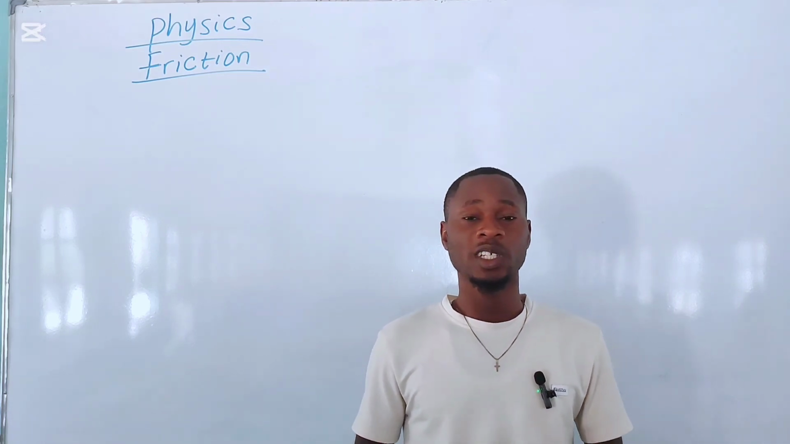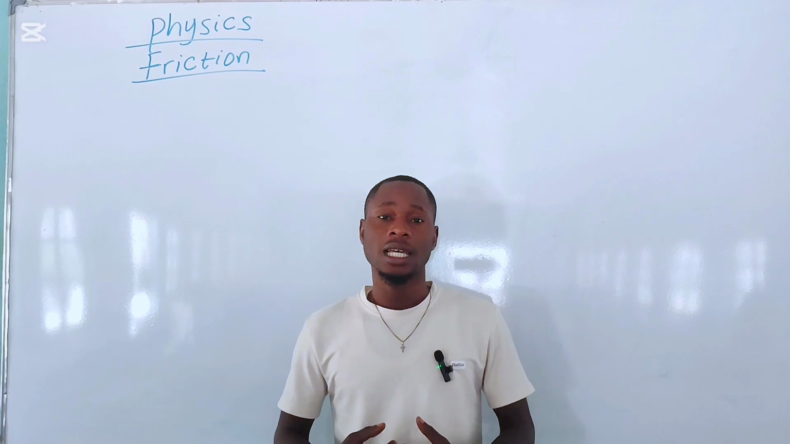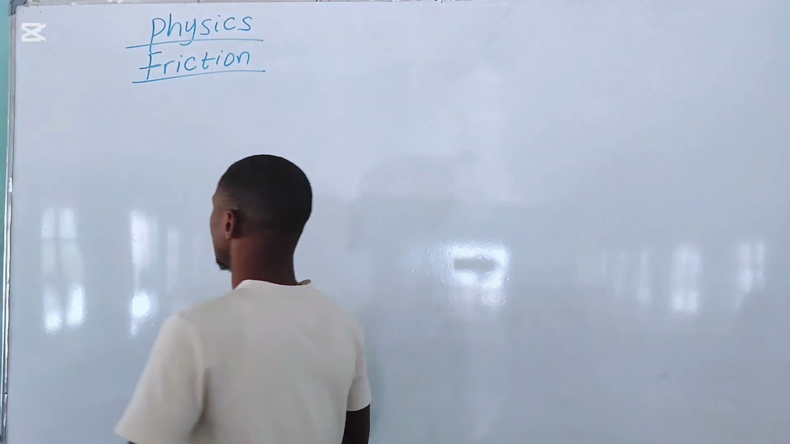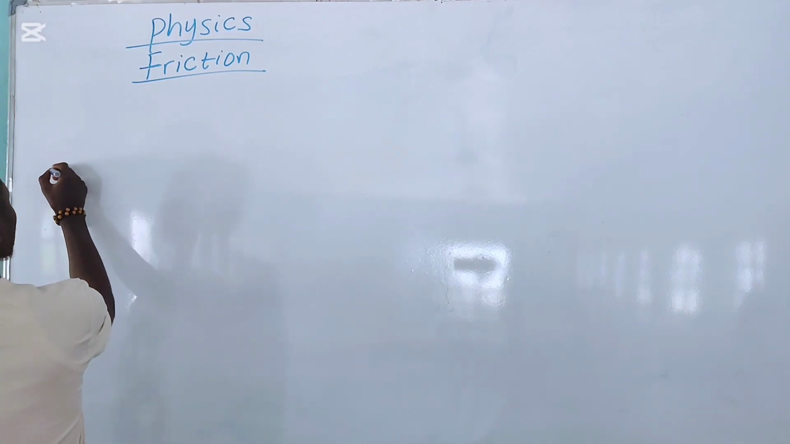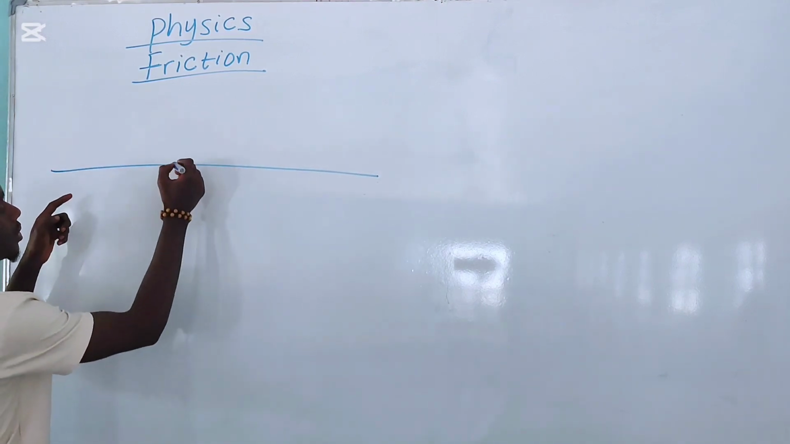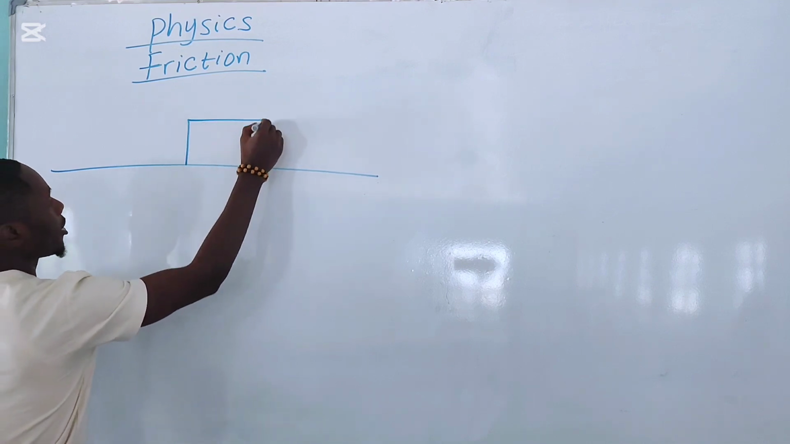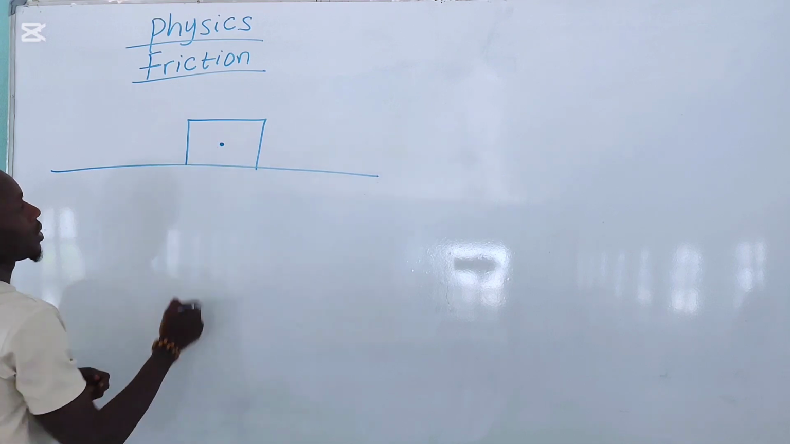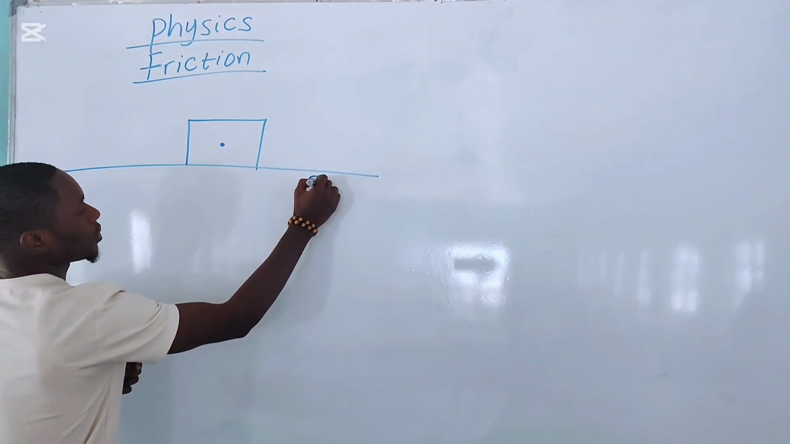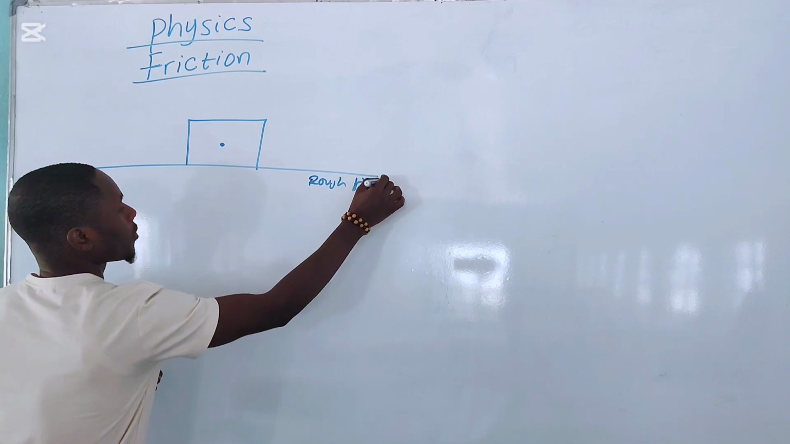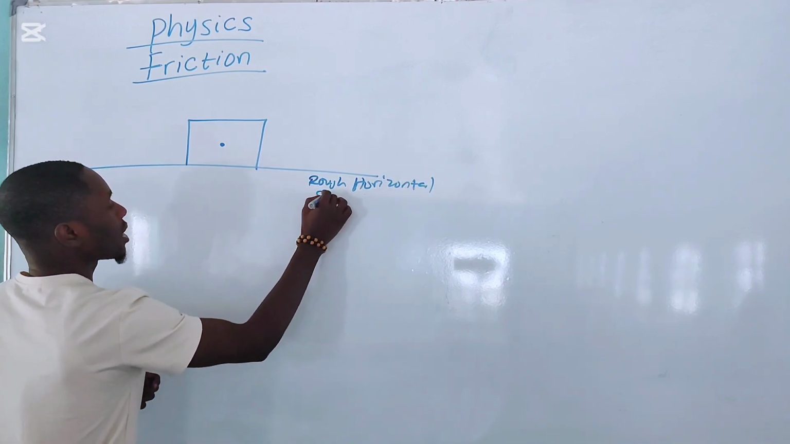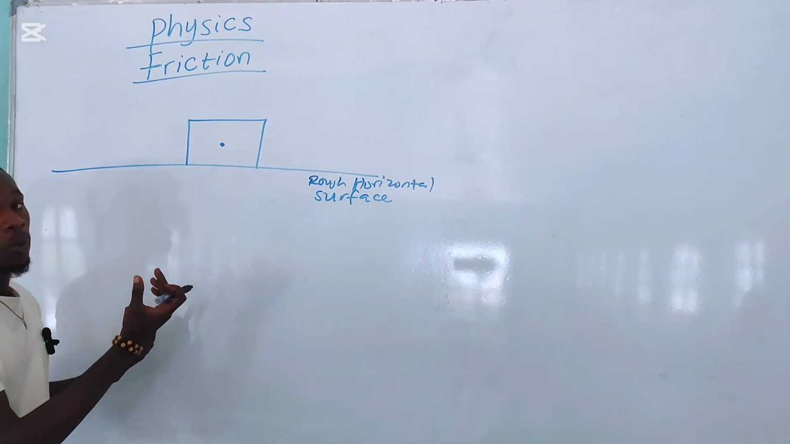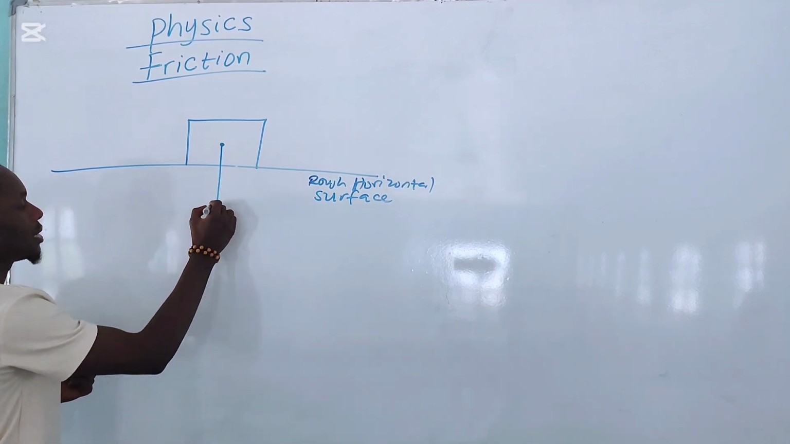For us to look at the coefficient of friction, let us consider a body that is sliding on a rough horizontal surface, just like what we have on the board. This is our rough horizontal surface, and let's consider a block of wood. This is a block of wood, resting on this rough horizontal surface.